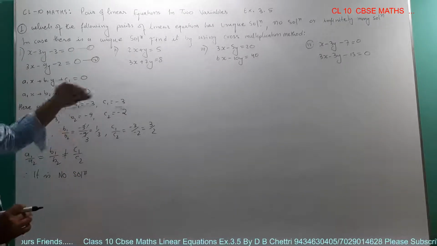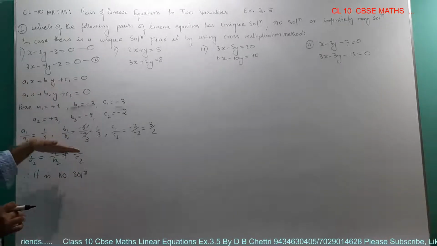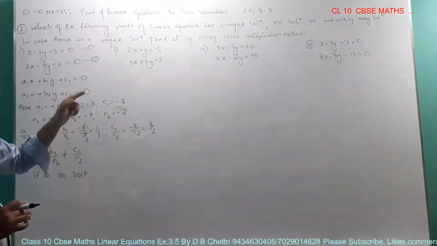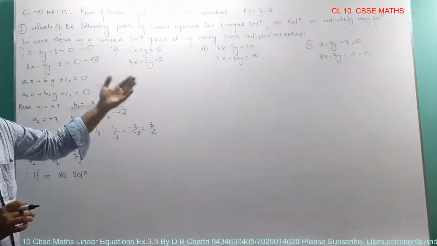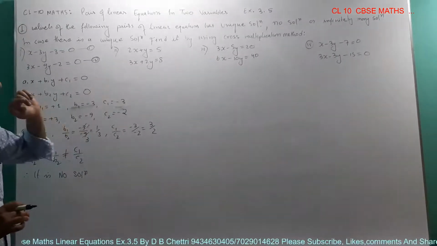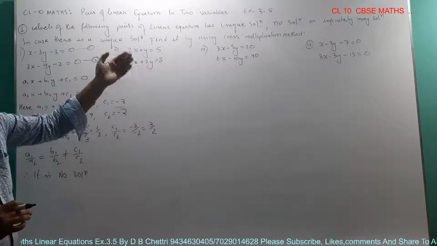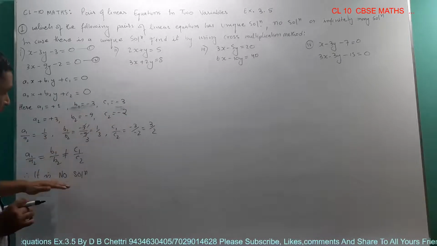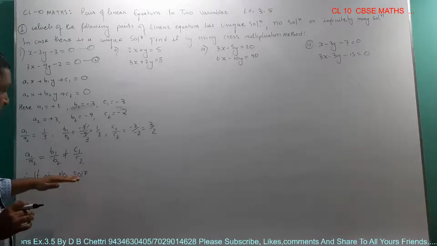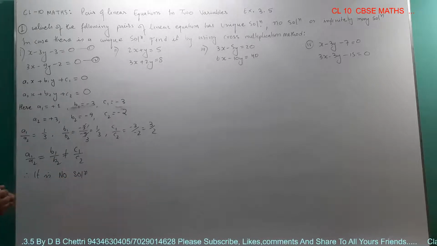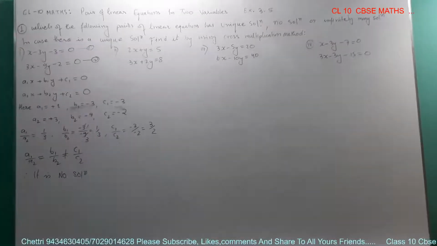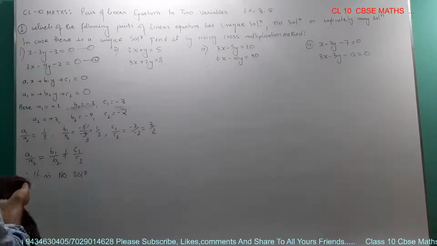Okay, now let's check the second one. First check the type of equations. After checking the equation, if it is unique solution, then the question asks to solve it further by using the cross multiplication method. If it is another type like no solution or infinitely many solutions, no need to solve it. Okay, just write the type of solution. Now let me rub it.